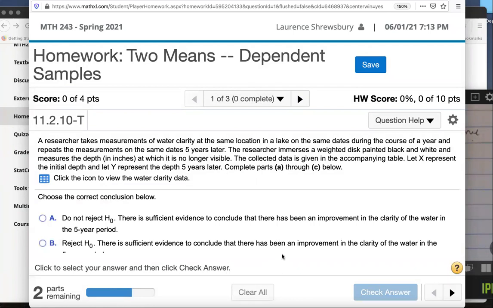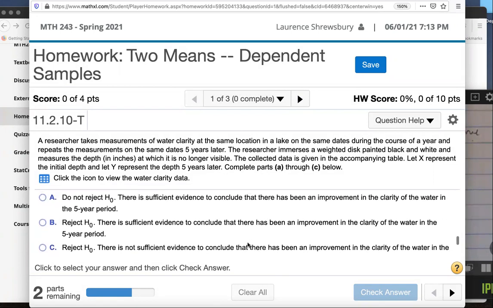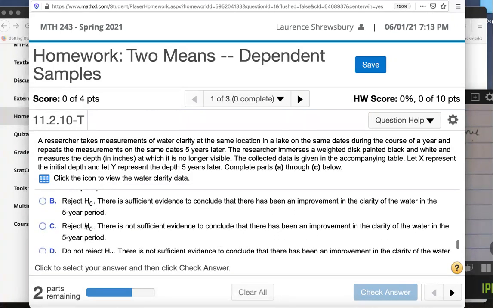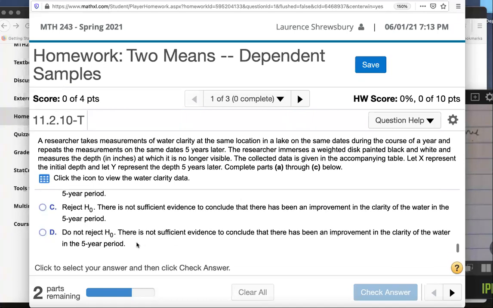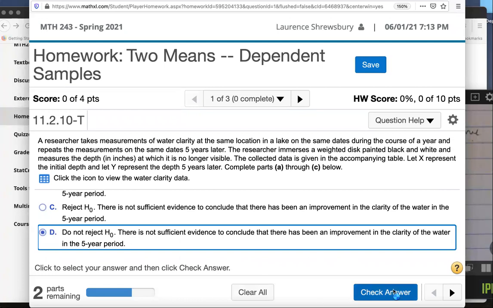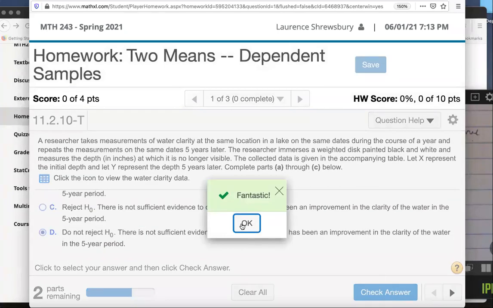Now choose the correct one. Is there sufficient evidence? No. It's not reject, not to reject that. So hopefully the last one is D here. This is our only hope. True, we do not reject it, and putting it in context: there is not sufficient evidence to support the alternative, which is to conclude that there has been improvement in clarity of the water. So that is the one that we concluded with.